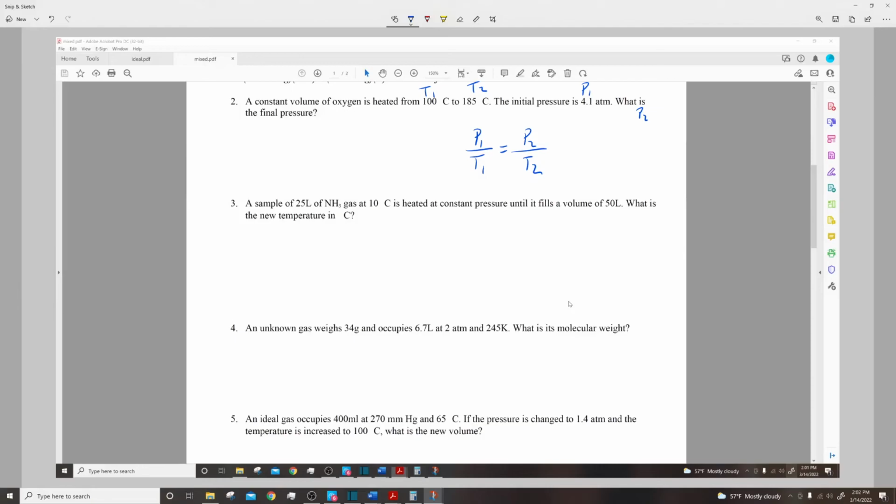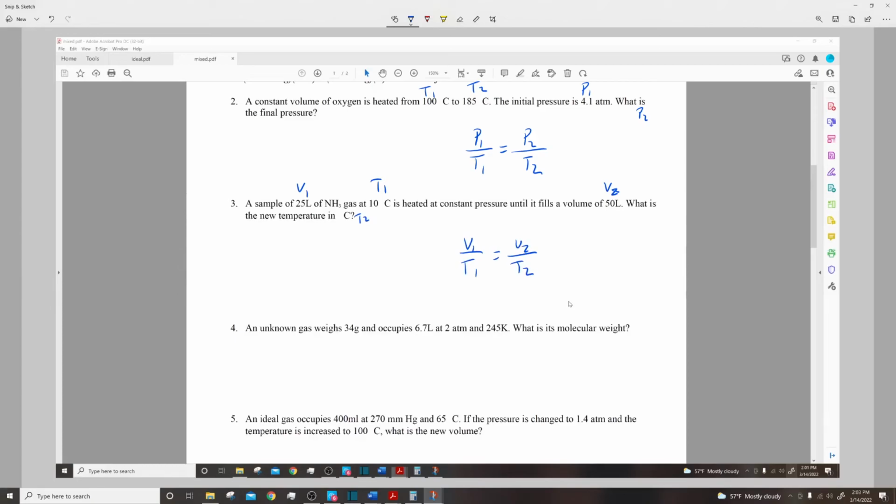It says a sample of 25 liters of NH3 gas at 10 degrees C is heated until it fills a container of 50 liters. What is the new temperature? So this is just going to be V1, that's going to be T1, that's going to be V2, and we're solving for T2. So which equation is this? This is going to be Charles. V1 over T1 equals V2 over T2.